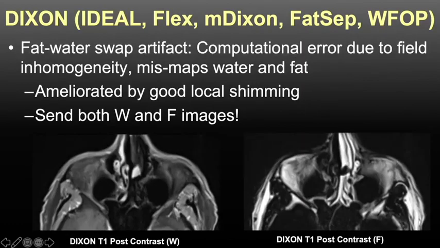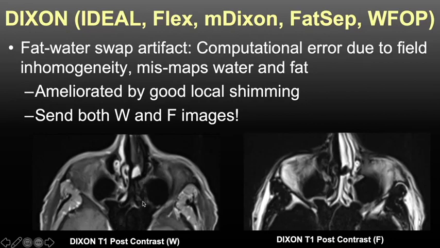stand out much better. Although Dixon is more robust than CHESS when dealing with field inhomogeneities, it is not completely resistant. And what you will see are these fat-water swap artifacts, where due to the field inhomogeneities, the water and fat signals are mapped onto the wrong image. So like in this patient where we have done a post-contrast Dixon sequence, we see that the left nasal mucosa is not enhancing. The nasal septum and the turbinate in the left nasal cavity look dark on this pure water image. In fact, it is not a black turbinate sign. This area is in fact still enhancing.